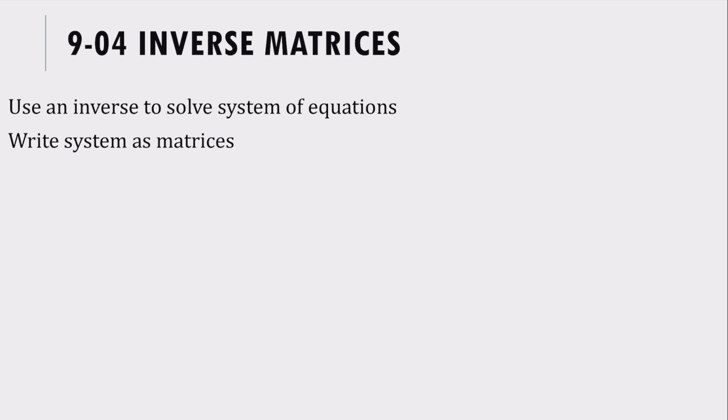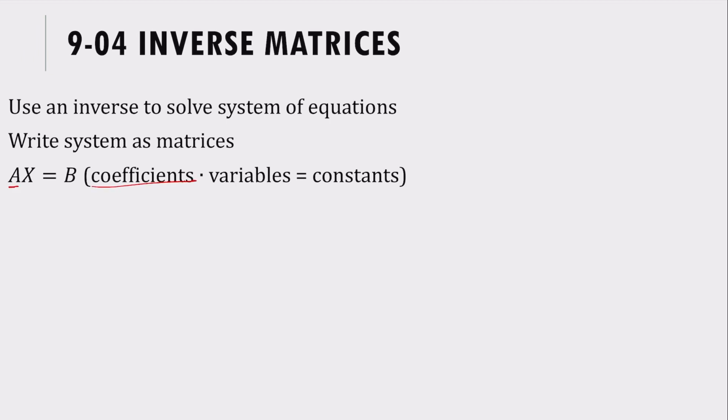You can use inverse matrices to solve systems of equations. To do so, start by writing the system as matrices. And you'll have a matrix A, which is the coefficients, times a matrix X, which is the variables, equals matrix B, which is the constants.